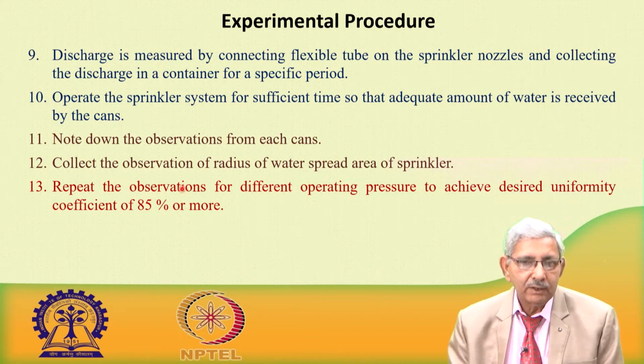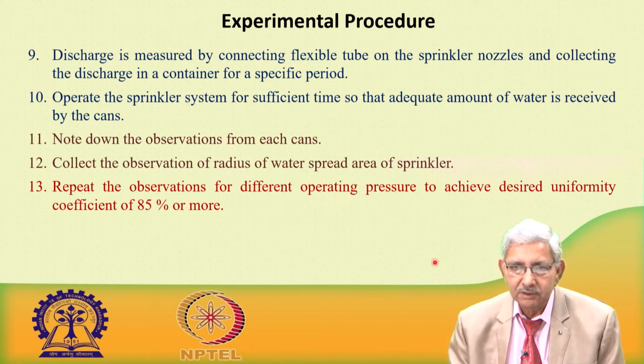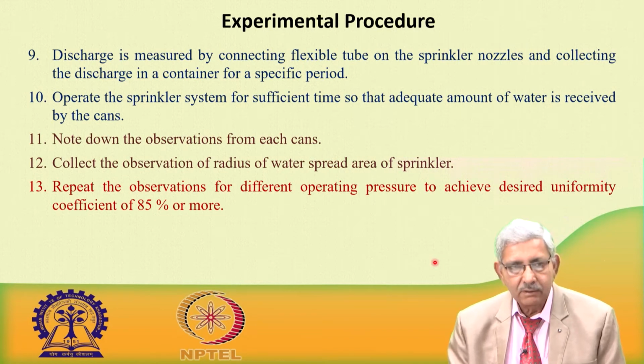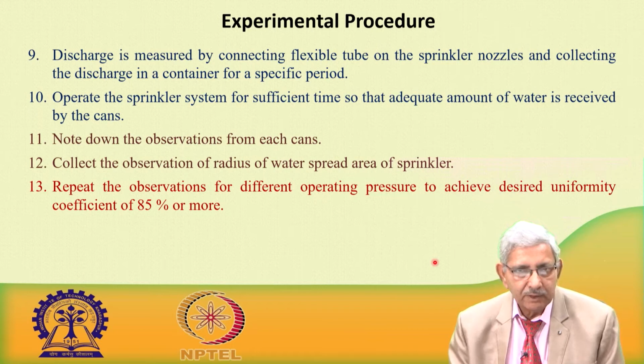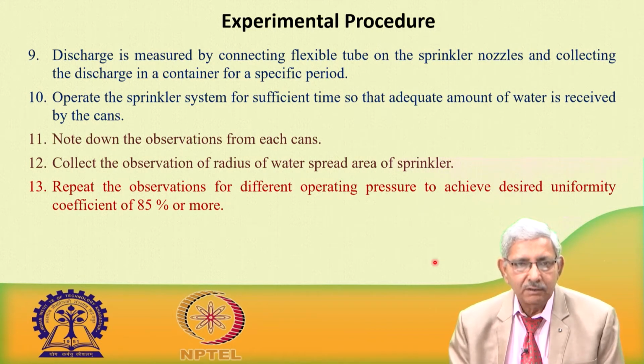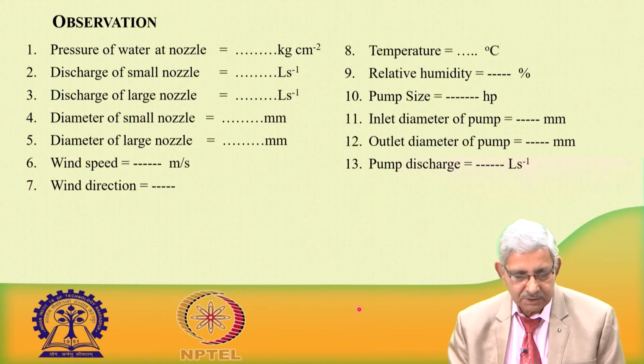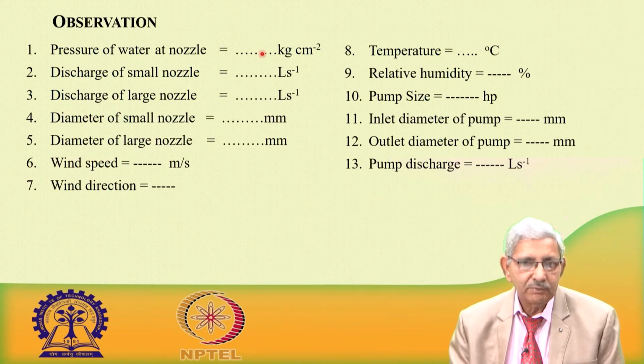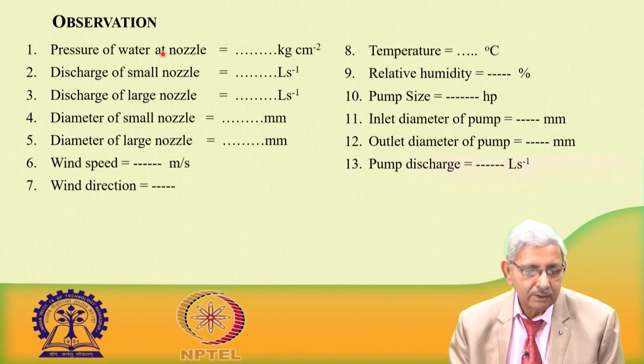Like this, we will collect the observations on radius and water spread area, and then we will repeat the observations for different pressures to achieve the desired coefficient of uniformity of 85% or more. So, we need to operate at other pressures until we get a coefficient of uniformity of more than 85%. So, these are the observations which we will be collecting.